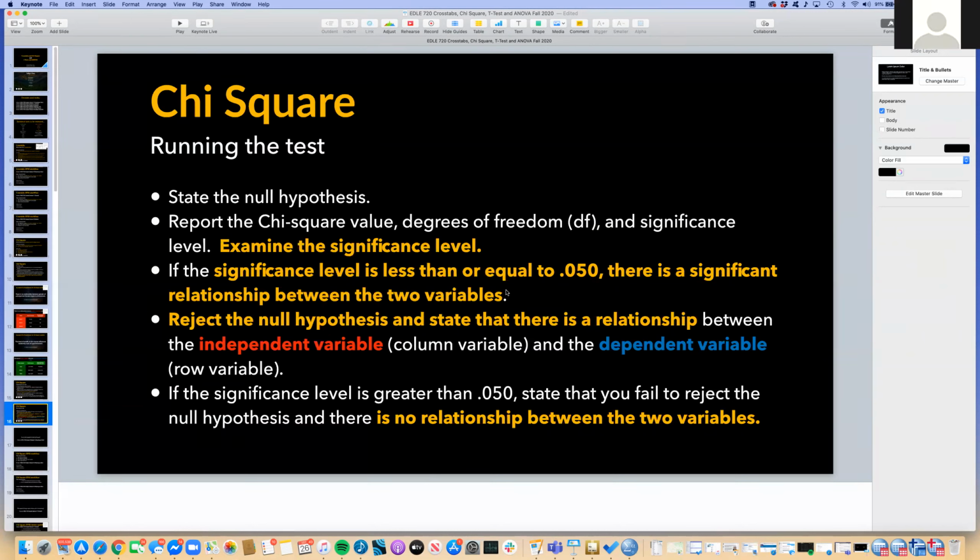If the significance level is greater than 0.05, then you state that you would fail to reject the null hypothesis and that there's no relationship there. The relationship that you thought moving into this test just doesn't exist, and you fail to reject the null hypothesis.